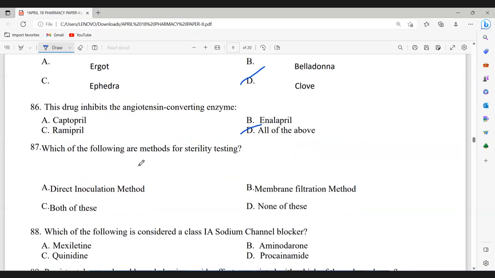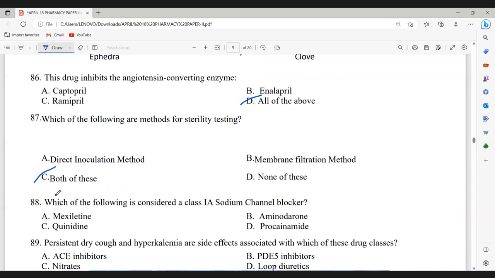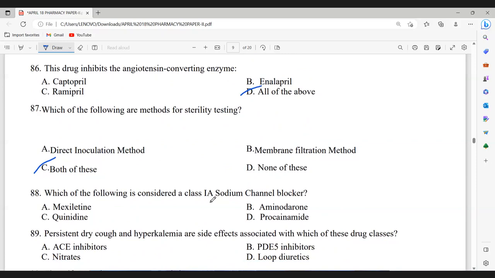87, which of the following are the methods for sterility testing? Direct inoculation method, membrane filtration method. So your answer is C. 88, which of the following is considered as a class 1A sodium channel blocker? Procainamide, class 1A sodium channel blocker. Quinidine, class 1A sodium channel blocker.